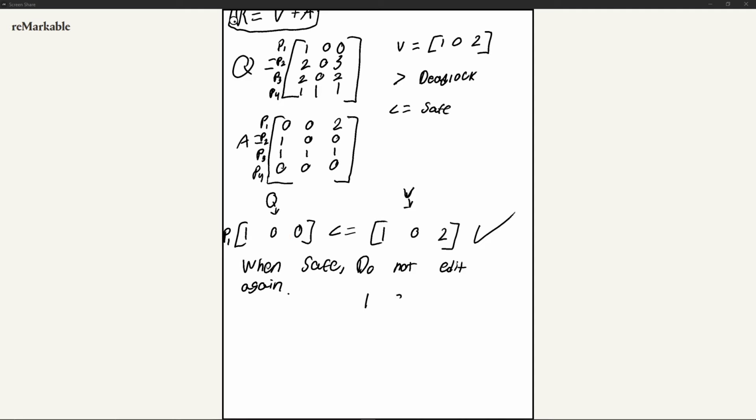So we take 1, 0, 2, and we add it to the corresponding allocation row of P. If P1 is 1, 0, 0, then P1 for the allocation is 0, 0, 2. And we add that, 0, 0, 2. Now when we add that, we get 4, 0, and 1. This is our brand new V. So throughout the rest of our algorithm, this is what we're going to be using as V.